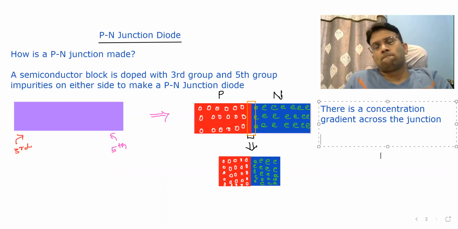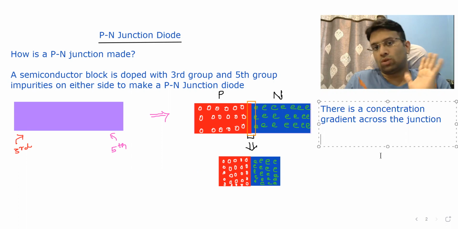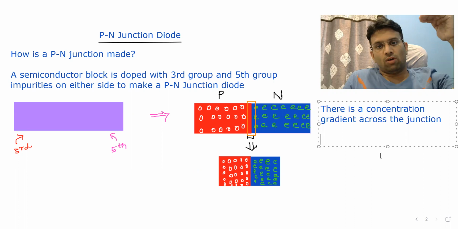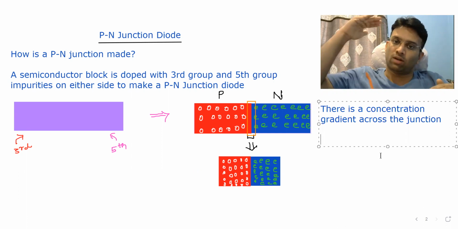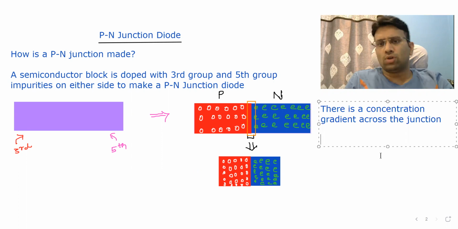Now, basically, it's not like the P side has no electrons and it's not like the N side has no holes. Both sides have both of them. On the P side, very high number of holes and low number of electrons. On the N side, very high number of electrons and low number of holes. That's what it is. And both sides actually allow for both holes as well as electrons.